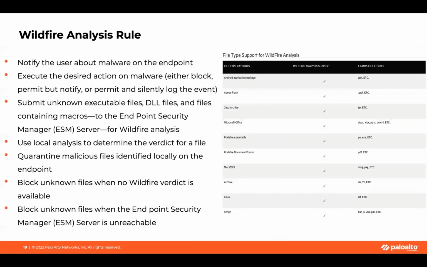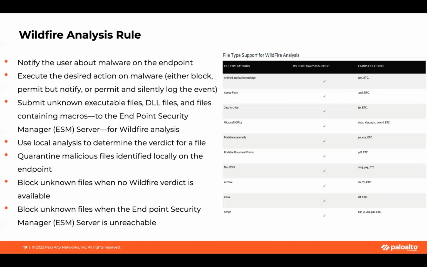SaaS Security API integrates with the Wildfire service and leverages it to detect known and unknown malware. SaaS Security API has a predefined policy rule to integrate and use the Wildfire service. The Wildfire analysis rules can notify the user about malware on the endpoints. It executes actions such as block, permit, and log events.